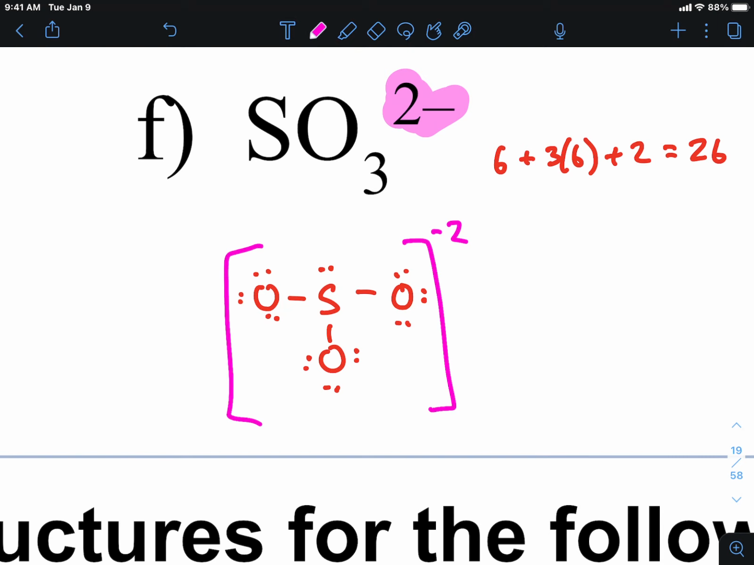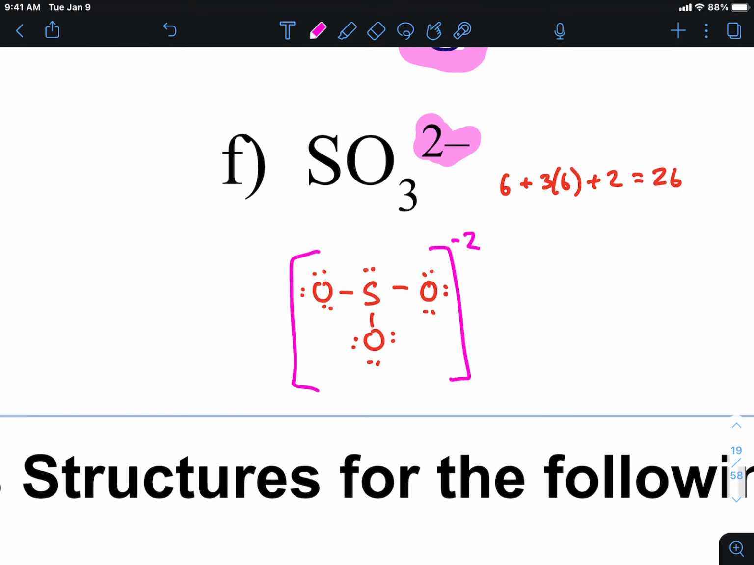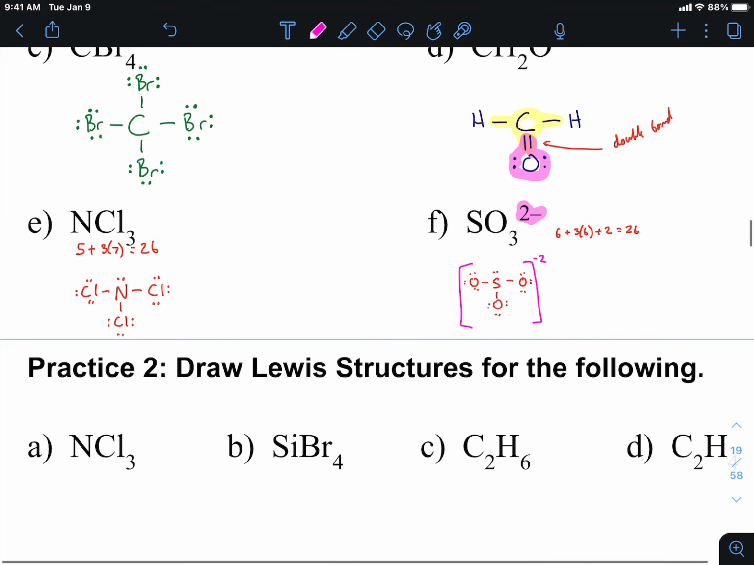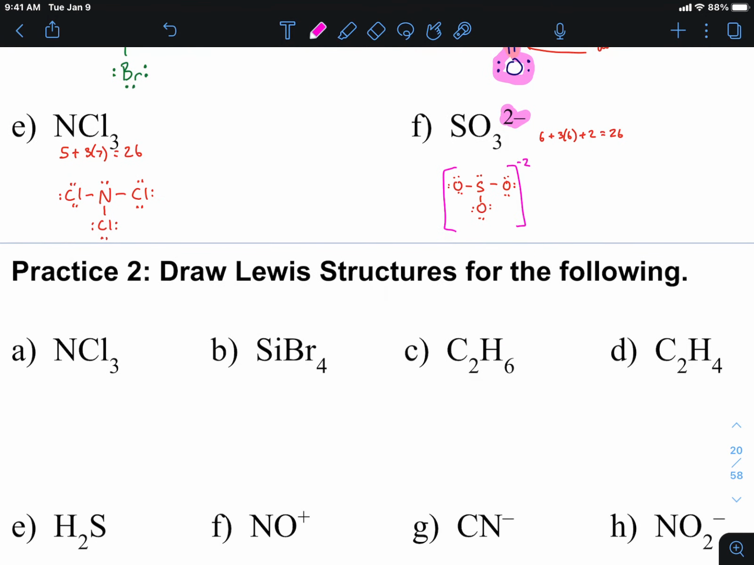How are we doing? Good? All right. So we will do more Lewis diagram drawing next class. Now we're going to transition because we need to start talking about today's lab. So let's stop recording this.